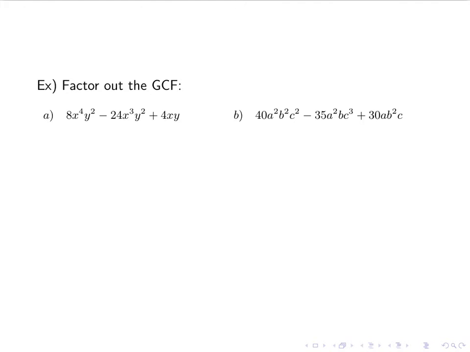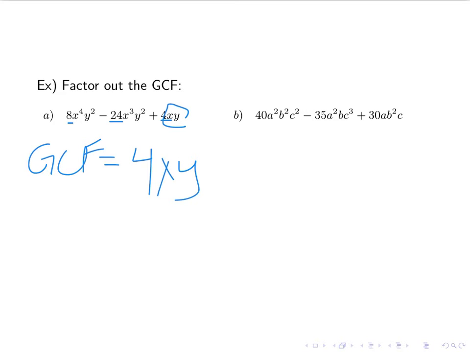For A, we have 8x to the 4th y squared minus 24x cubed y squared plus 4xy. So the GCF, again, coefficient-wise, hopefully we can see is 4. Every term has at least an x, and every term has at least a y. And the lowest exponent is 1 for both of them. So the GCF is 4xy. And then we divide everything by it.